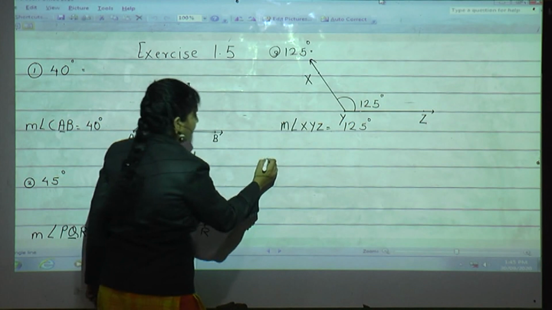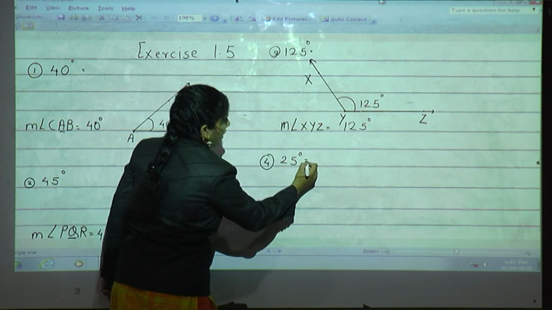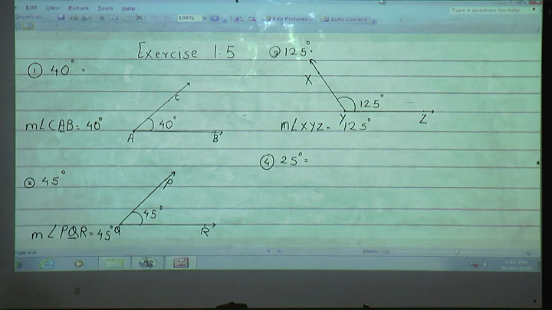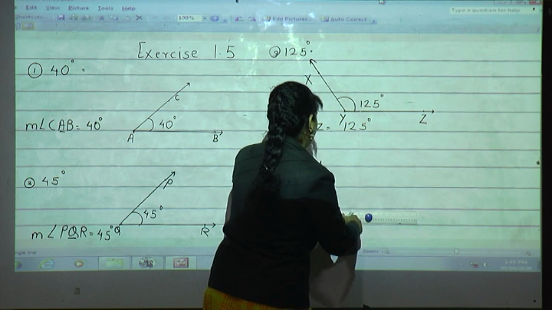Now, fourth one, 25 degree. See, students, we can draw an angle on the left side by using the outer scale. See, here, draw one ray.